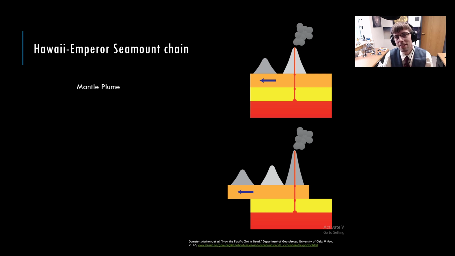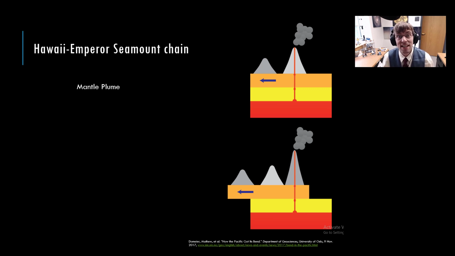You can liken this to taking a piece of paper and slowly pulling it over, say, a candle or a blowtorch. As you pull the piece of paper over the candle, the old scorch marks will stop burning, and you'll create new scorch marks. Cool, huh?